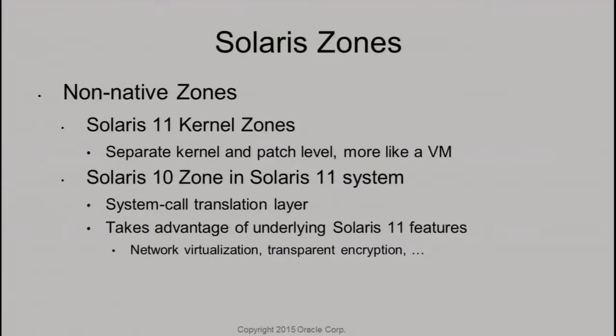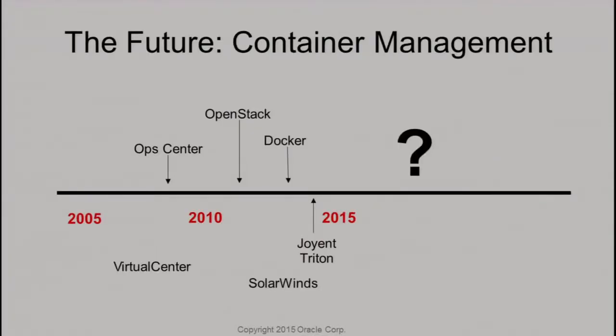We also have what we call non-native zones. So those kernel zones I mentioned with a separate kernel level, separate patch level for that kernel than the underlying one. And the layer between them is very clean. So when Solaris 11.3 comes out, you can run a Solaris 11.3 kernel zone on top of a Solaris 11.2 kernel, which is sort of backwards in the compatibility context. You can run Solaris 10 zones in a Solaris 11 system, so old workloads can move forward and then still use the Solaris 11 features like network virtualization and transparent encryption.